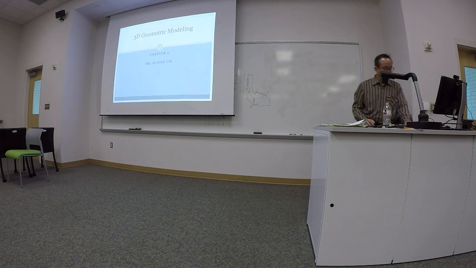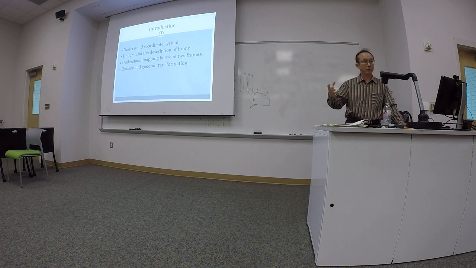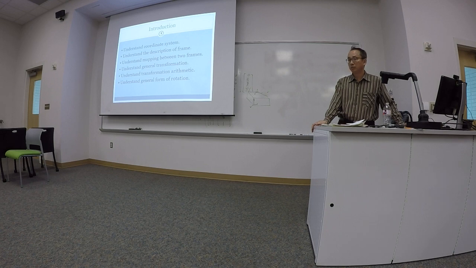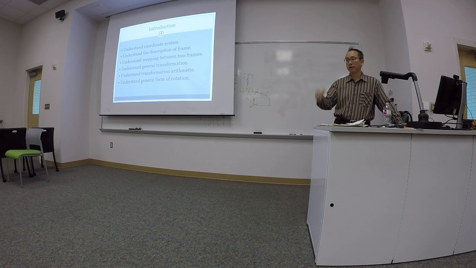So what we discussed so far in chapter 3 is understanding coordinate systems. And then also we discussed the description of frames, and the mapping into frames. That's all the things that we discussed so far. And then understanding general transformation. General means that translation and rotation are all involved. And we discussed transformation arithmetics, and then general forms of rotation. We discussed the two general forms. One is fixed XYZ. The other one is the Euler angle, moving Euler angle. Those are things that we discussed already.